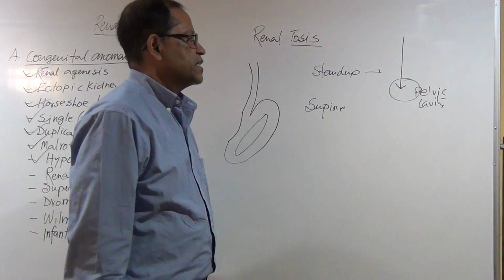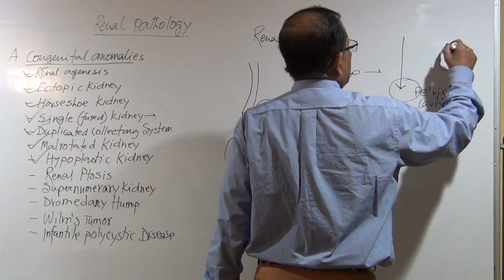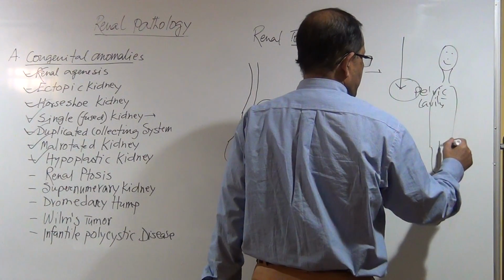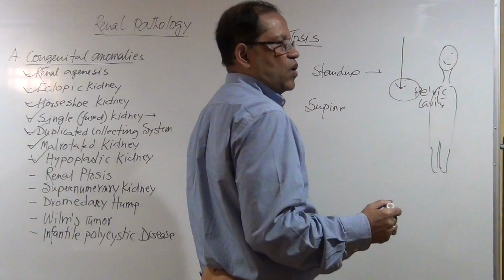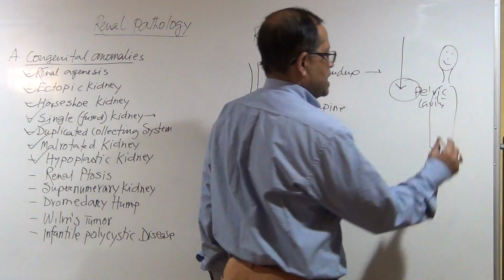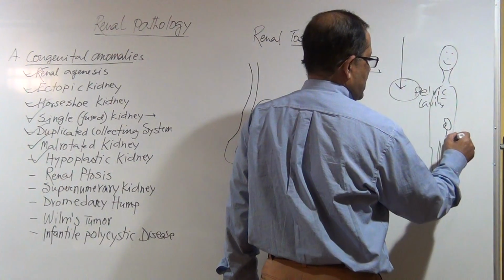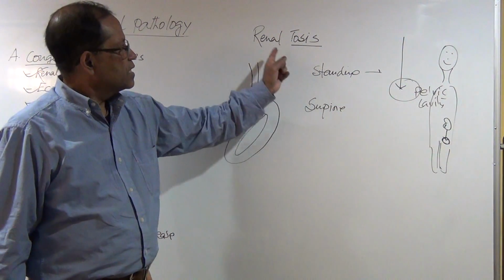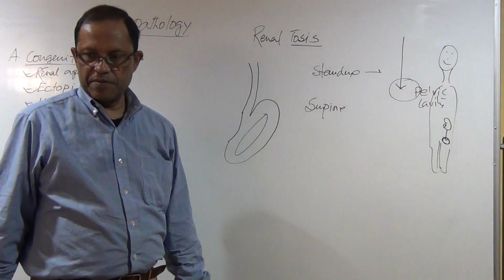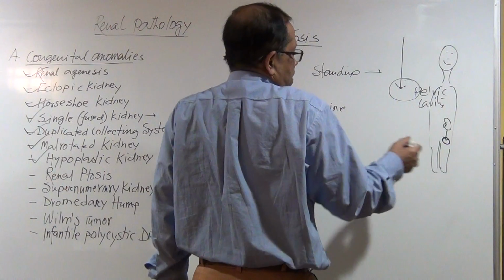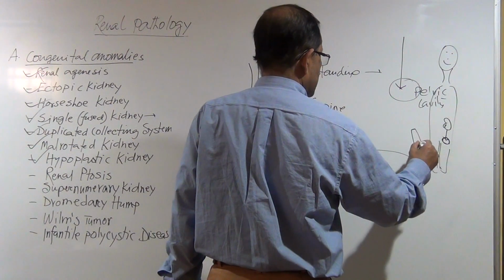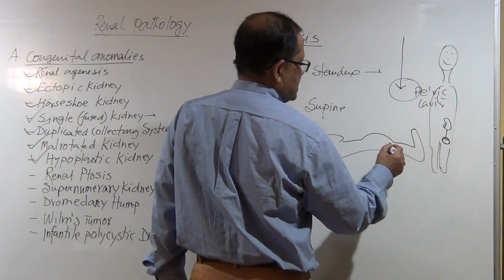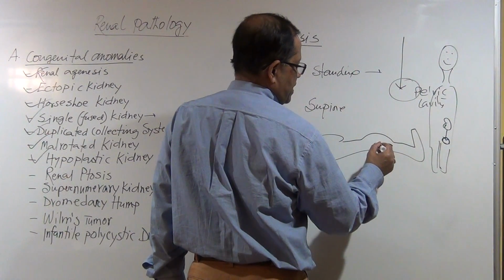So if this patient is standing and having an X-ray or any procedure, then this kidney in here is now hanging down in here, right? Usually the renal ptosis kidney is in the pelvic cavity. But if this patient is now having an X-ray in a supine condition, then what happened? This kidney was here, right? Now this kidney will come back here.